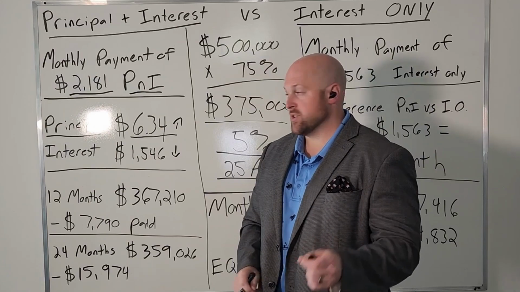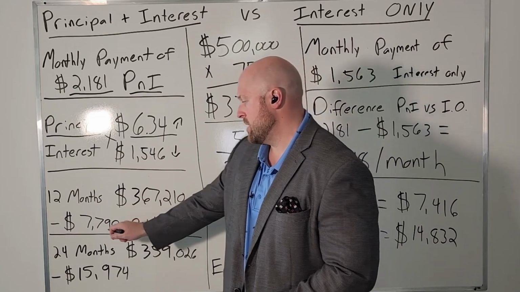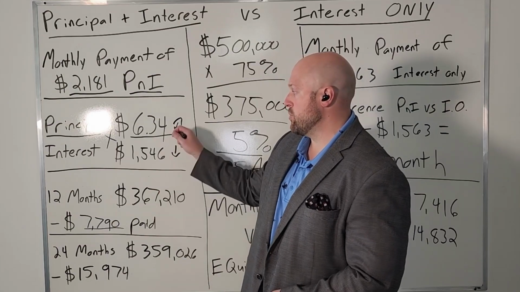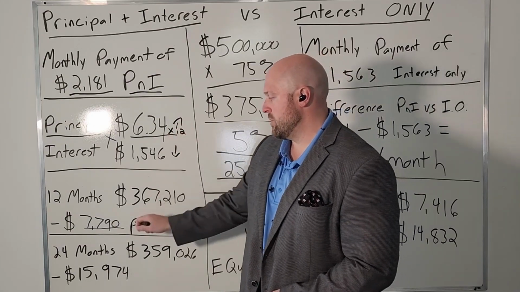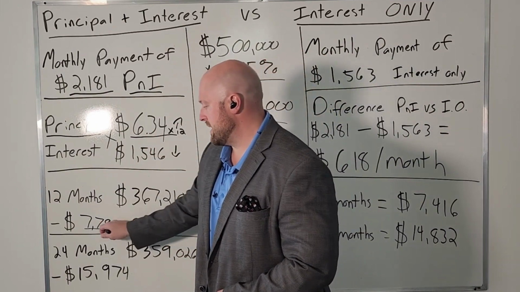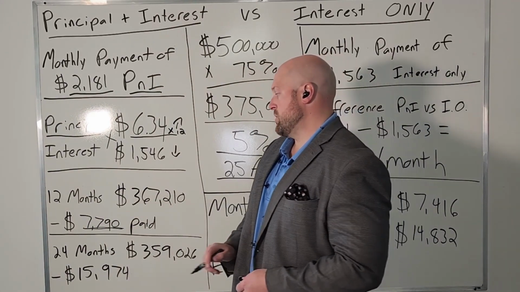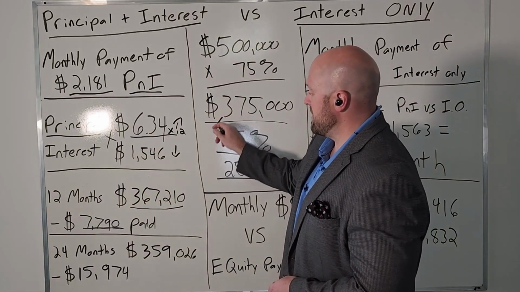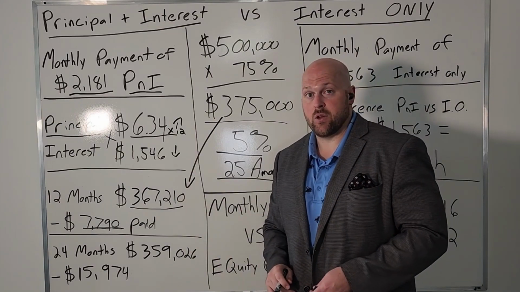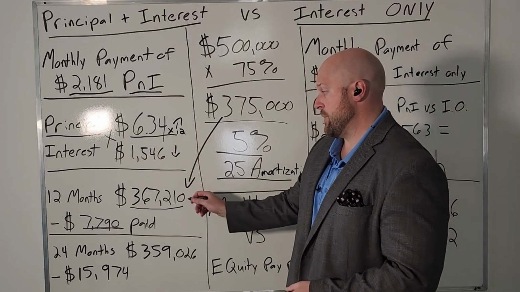After 12 months, after you've made 12 of these payments, you will have paid down $7,790 on your principal. If you literally do this times 12, it's not this exact number, because remember, I said it goes up every month by a couple bucks. But at the end of 12 months, let's just call it $7,800 towards your principal, which means your $375,000 is now basically $367,000. Your principal owing on that original loan amount is now this.